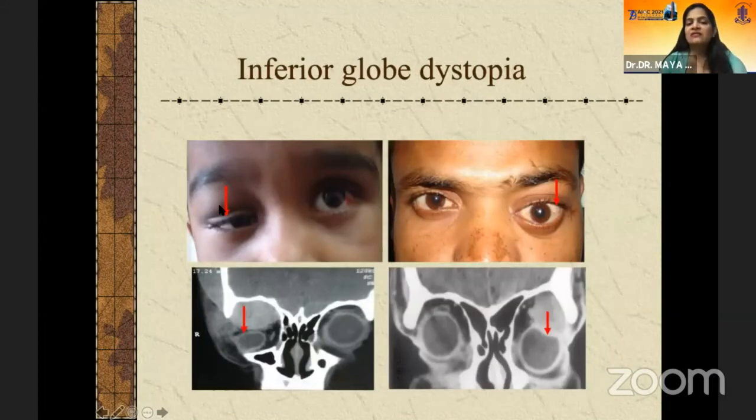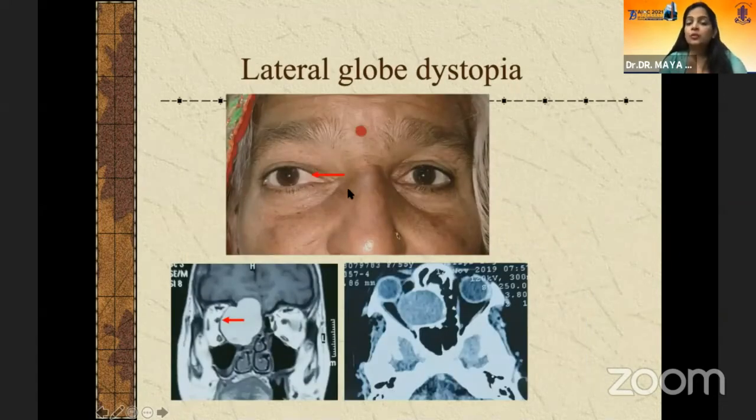Like if the patient is having subperiosteal hematoma, it will be downward dystopia. If the patient is having ethmoid tumor or ethmoid mucocele, it will be lateral or horizontal dystopia.